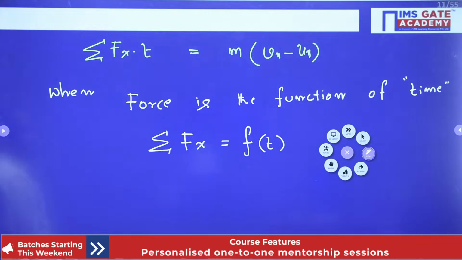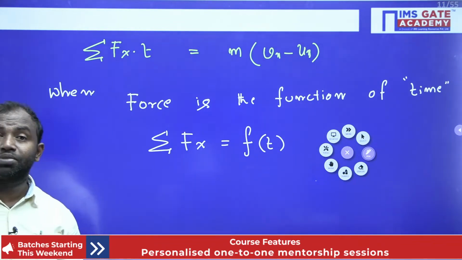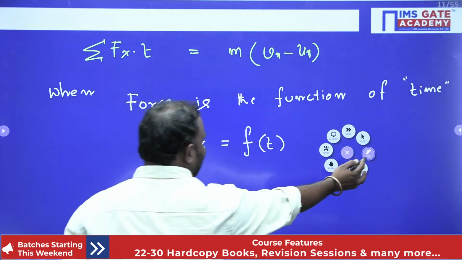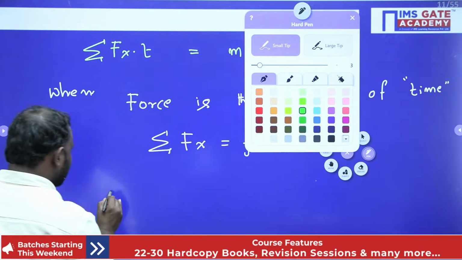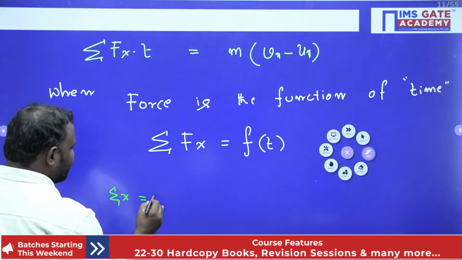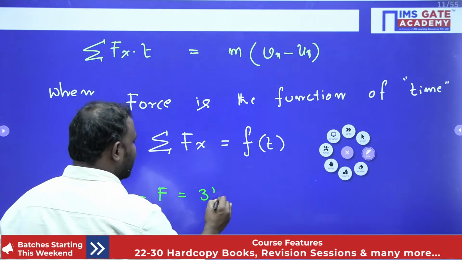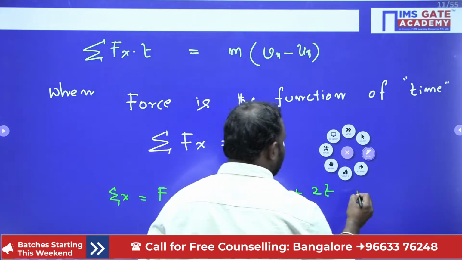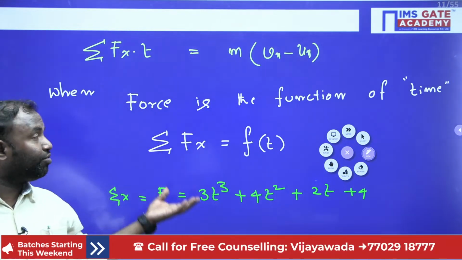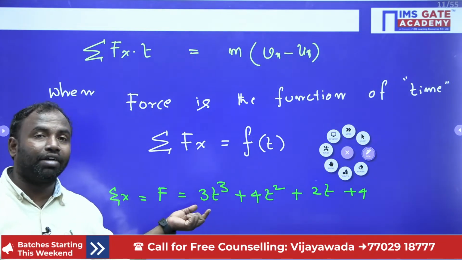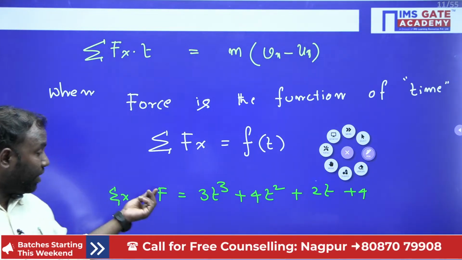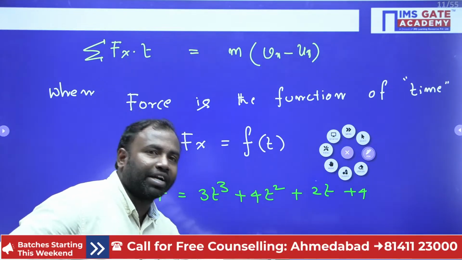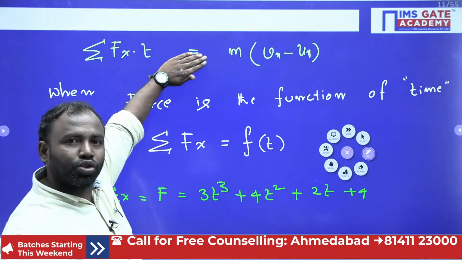If sigma Fx is a function of time, that means sometimes they will give, for example, F equal to 3t cube plus 4t square plus 2t plus 4. If they give like that, force is not going to be constant. So for every t value, force is going to change, right. Whenever the given force is a function of time, in that case you are not supposed to use this equation.